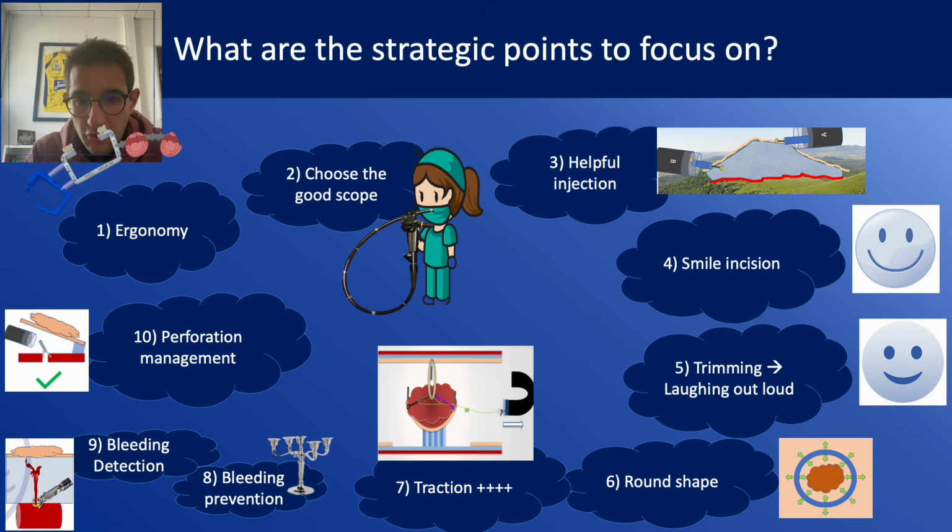So this has all the points: ergonomy, choosing the good scope, helpful injection, smile incision, good trimming, round shape, traction, bleeding prevention and detection, and perforation management. These are a lot of points we have developed in the ESD school to help you, because probably we should be prepared to improve our skills in all these different areas in order to get a better ESD procedure.